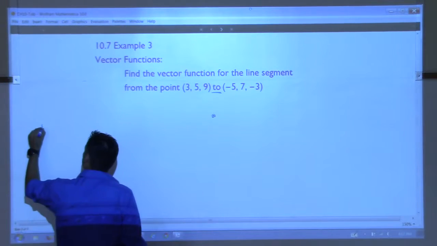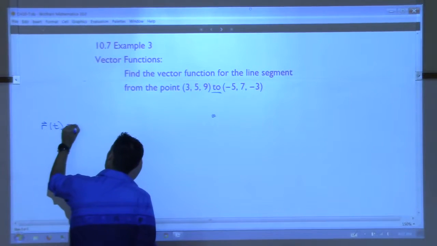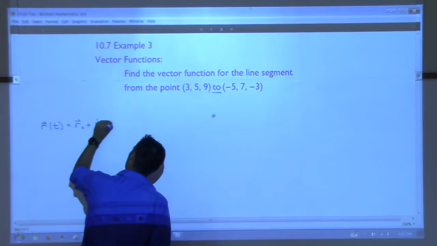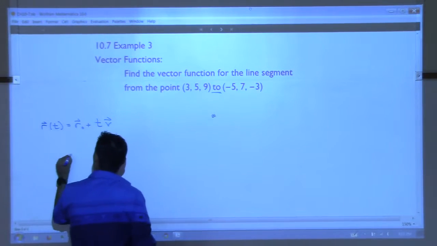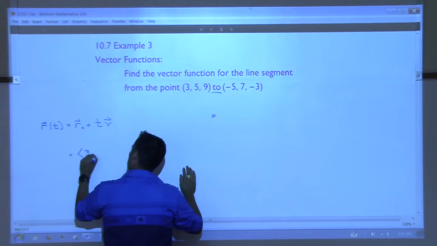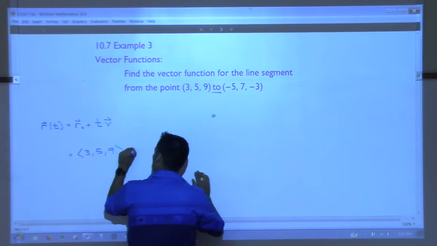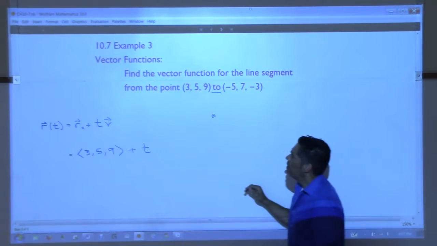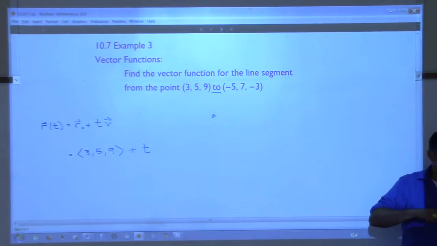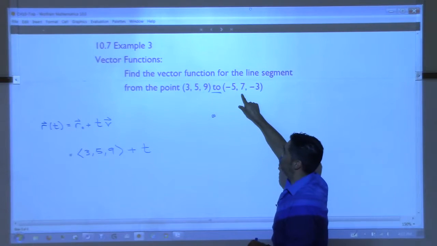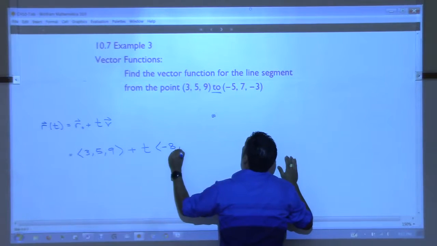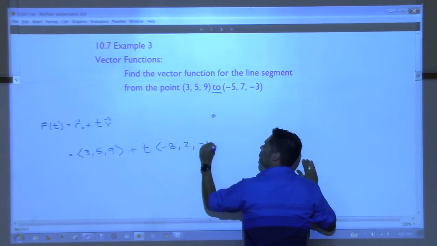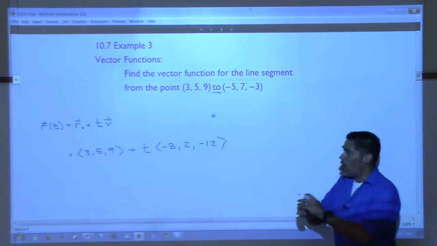So what I'm going to do is use this because it's a line segment. My r naught is always going to be where I start, converted to a vector. So nothing is new, right? That's stuff we've done. Now, the next part is the direction vector, which is going to be the vector that goes from here to here. So what is that vector? <-8, 2, -12>, right? Okay, that would draw the whole line, wouldn't it?